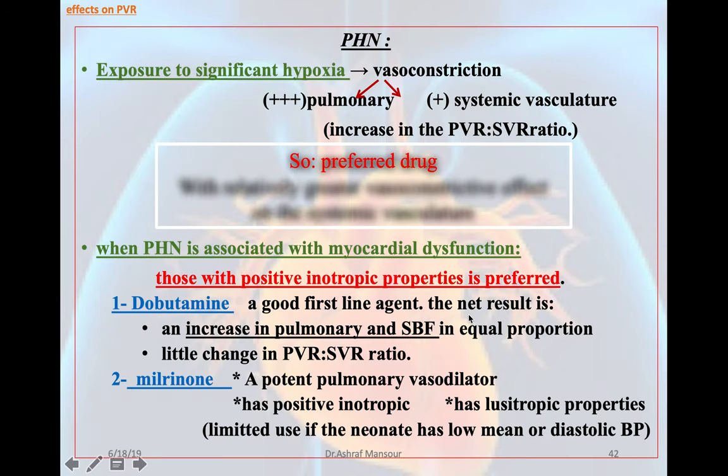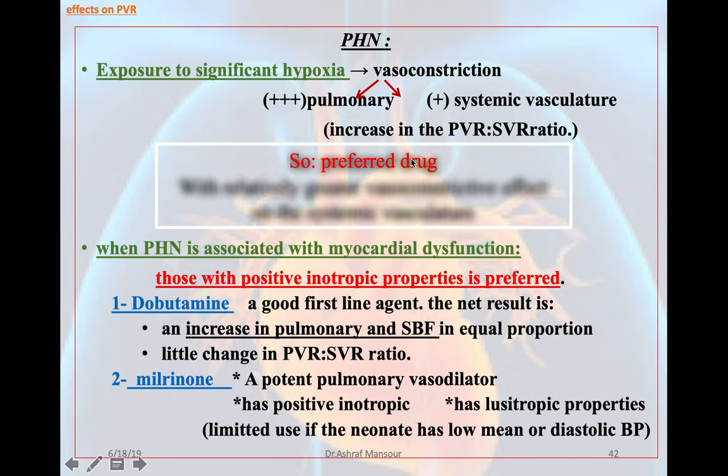What about pulmonary hypertension? Pulmonary hypertension can occur if you have exposure to significant hypoxia, which causes vasoconstriction. This vasoconstriction will affect the pulmonary and the systemic vascular resistance at the same time. An increase in the ratio of pulmonary vascular resistance to systemic vascular resistance will cause pulmonary hypertension.